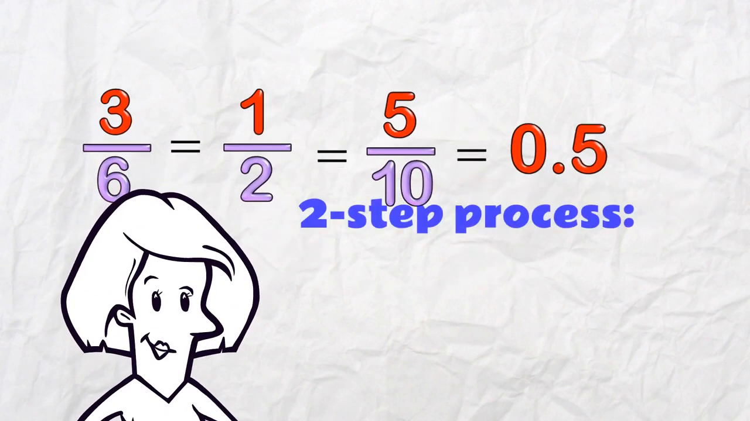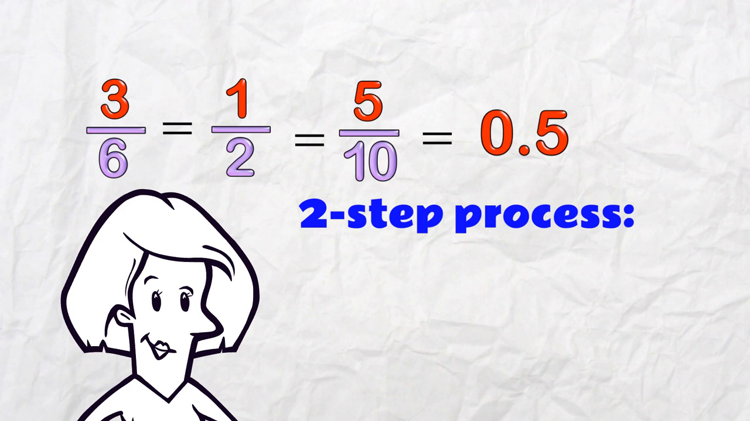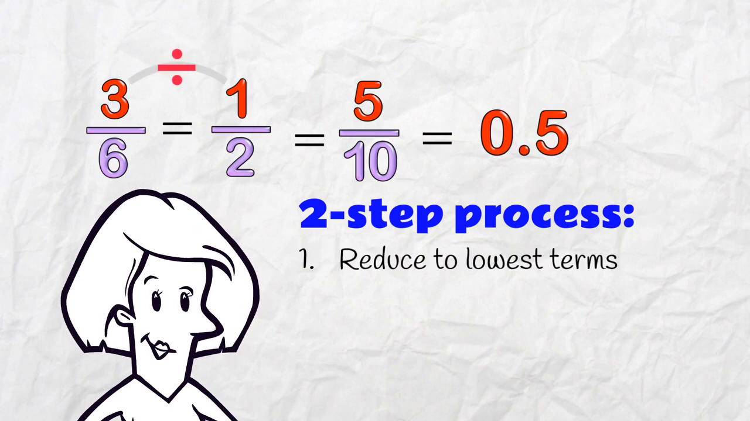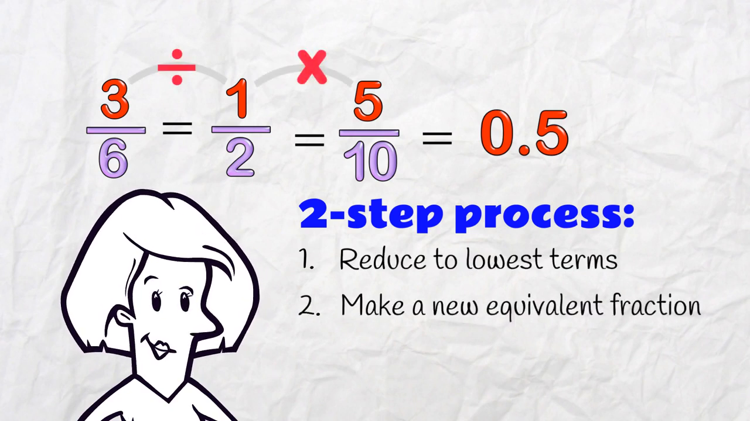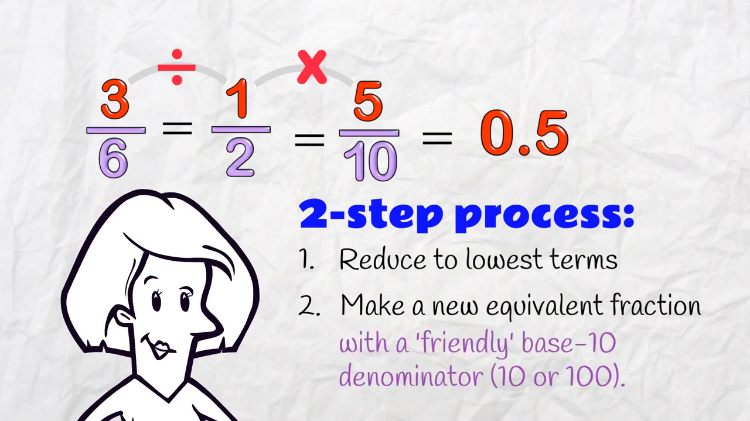We can use a two-step process to get numbers that don't look too friendly to play nicely together. First, we reduce to lowest terms. Then, we make a new equivalent fraction with a friendly base 10 denominator of 10 or 100. Let's look at another one.